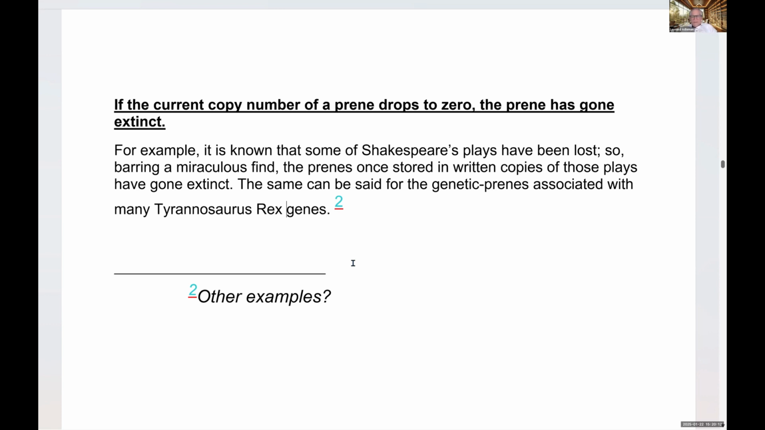Any other interesting examples that occurred to you? What about something like the preem for the Pythagorean theorem? If it were to go extinct, I think we could be reasonably certain someone would rediscover it.